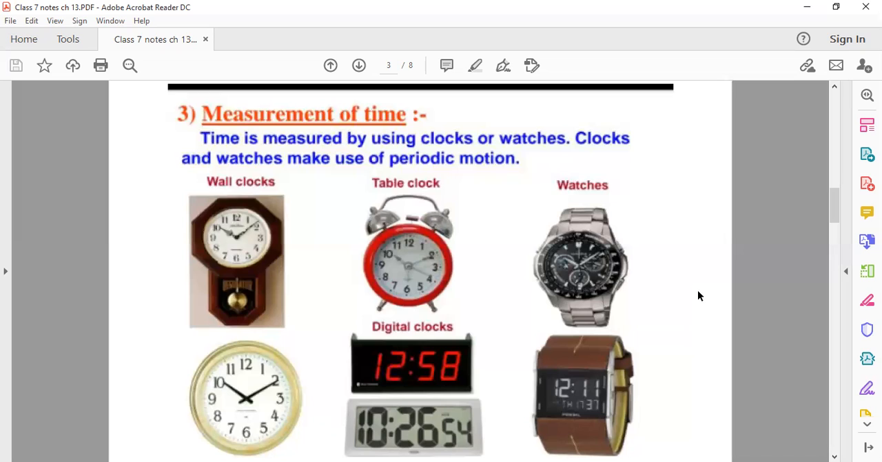But nowadays, we need to measure shorter intervals of time. So time is measured by using clocks or watches, because clocks and watches make use of periodic motion. So children, first of all, we'll study how clocks and watches work.